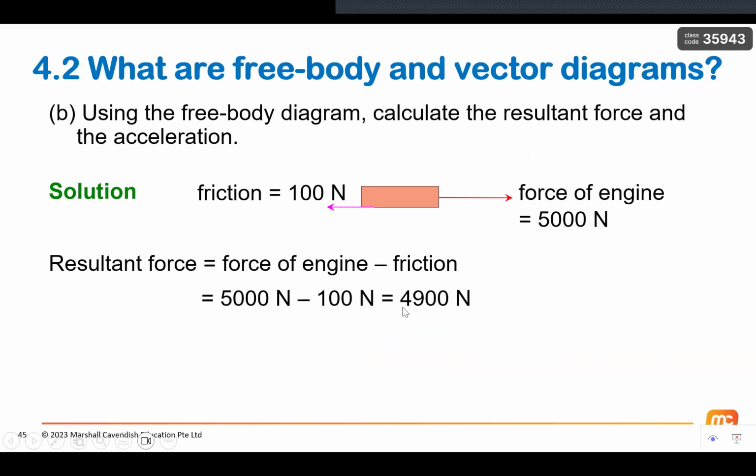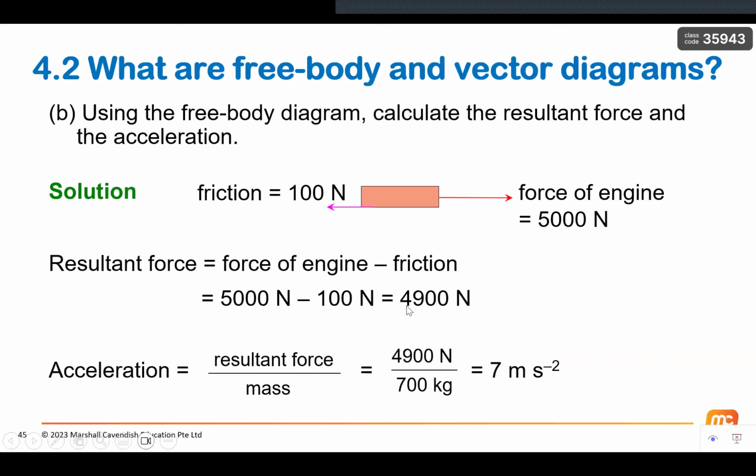And because of this resultant force, I will have acceleration. So in order to calculate the acceleration, I will use F equals ma, whereby my F is my resultant force, 4,900, divided by the mass, 700 kg, and I get my acceleration of 7 meters per second squared.